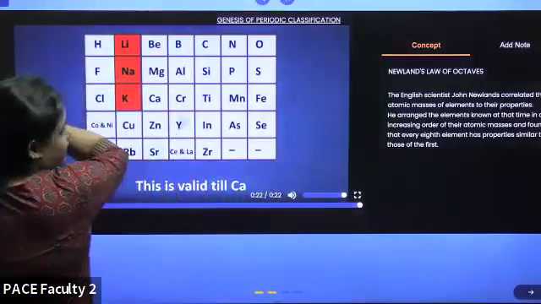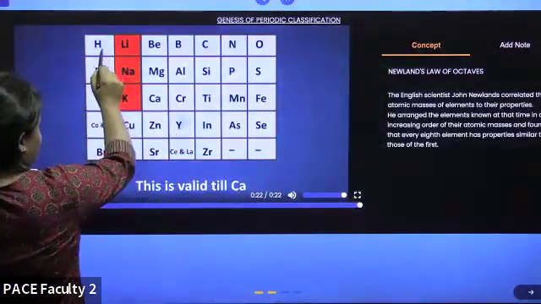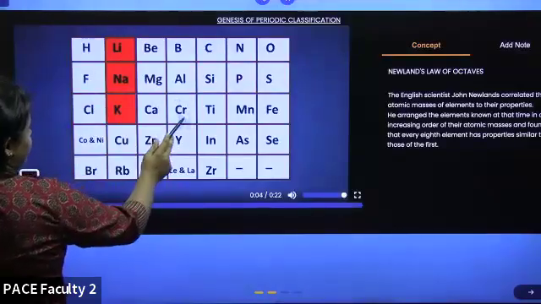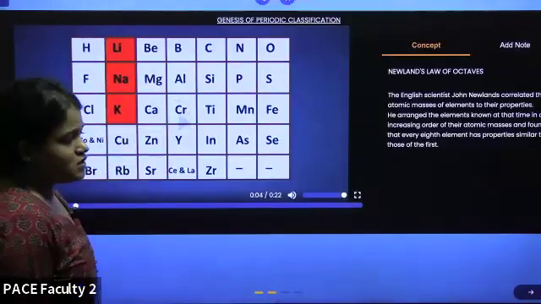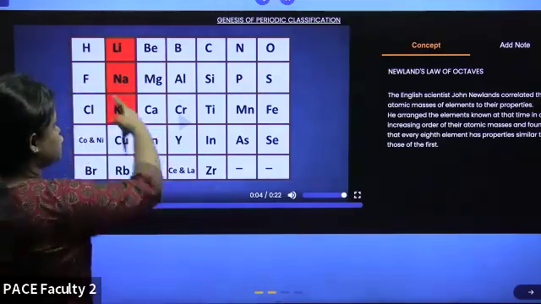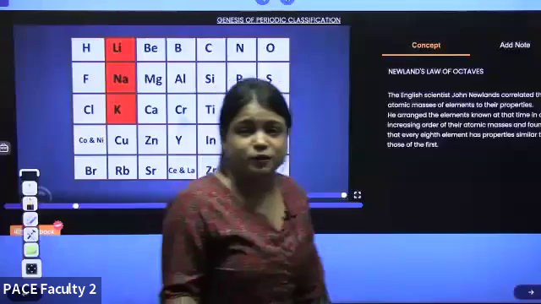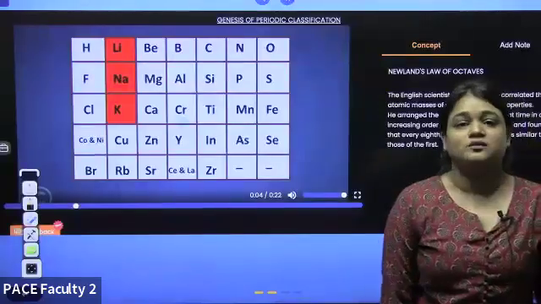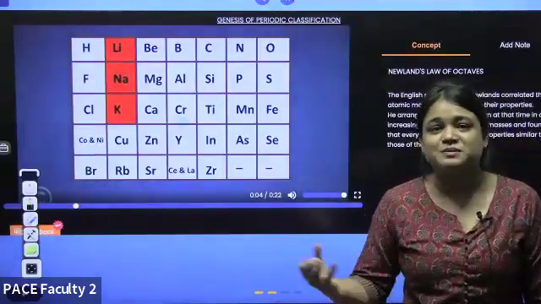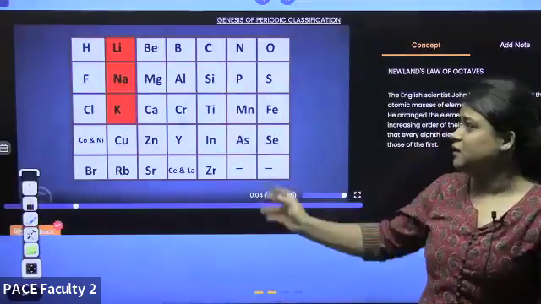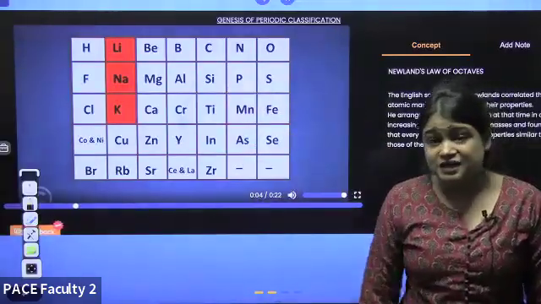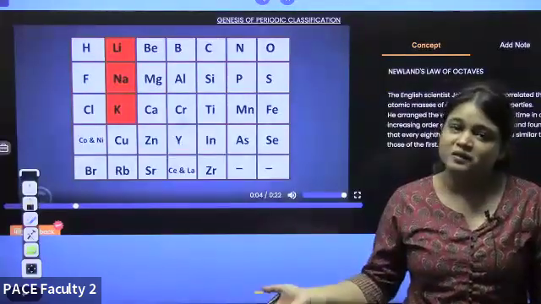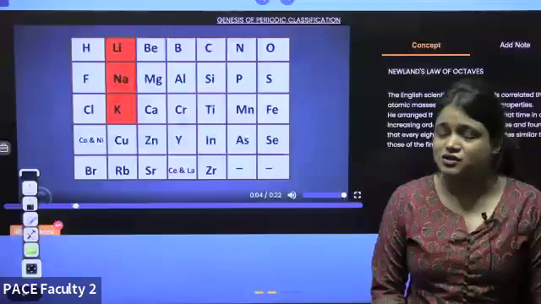You can see that he arranged elements in such a way. If suppose lithium is the first element, then the 8th element from lithium would be sodium, and we know lithium and sodium have similar properties. Again, the 8th element from sodium will be potassium, and we know potassium and sodium also have similar properties. You can take any element. Suppose you take carbon. The 8th element from carbon will come out to be silicon, and we know carbon and silicon show similar properties. But then again, this method does not work.